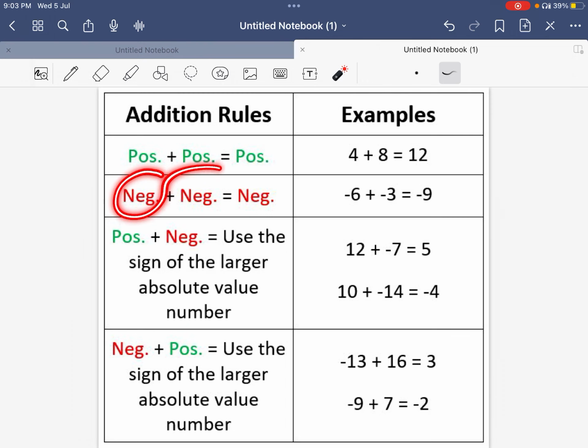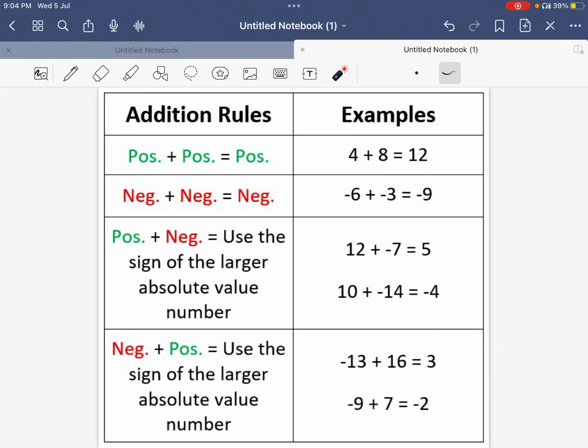Similarly, negative plus negative, you get an answer that is also negative. Take an example: minus 6 is a negative term, minus 3 is also a negative term, and we are adding them. Obviously we know that there is a minus in both the terms, so your answer is also minus. Take a minus common, then add the remaining terms. So your answer is minus 9.